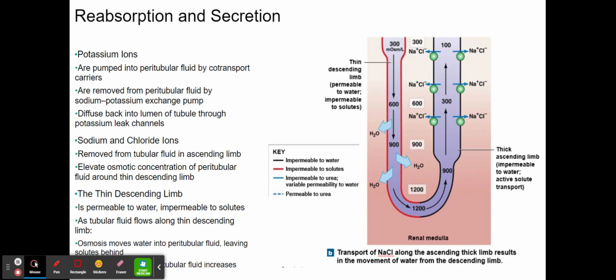Recall that the thin descending limb is permeable to water but not to solutes. As the tubular fluid travels deeper into the medulla within the thin descending limb, osmosis moves water into the peritubular fluid. Solutes remain behind. As a result, tubular fluid at the turn of the nephron loop has a higher osmotic concentration than it did at the start.